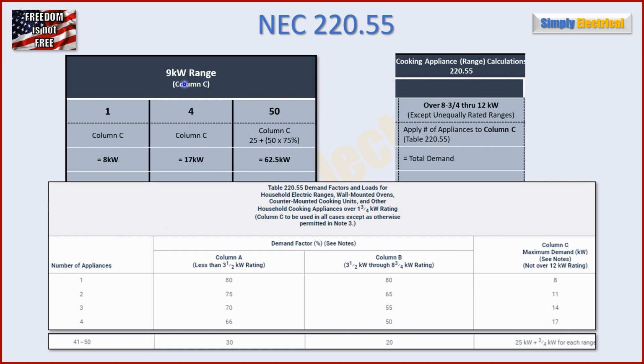It doesn't even matter exactly what your kW range is, as long as they're all the same and it's between 8 3/4 and 12. It's always going to be the same number. So 17 kW for 4 ranges that are 9 kW nameplate. Okay, then we go to 50. Now there's one extra step.